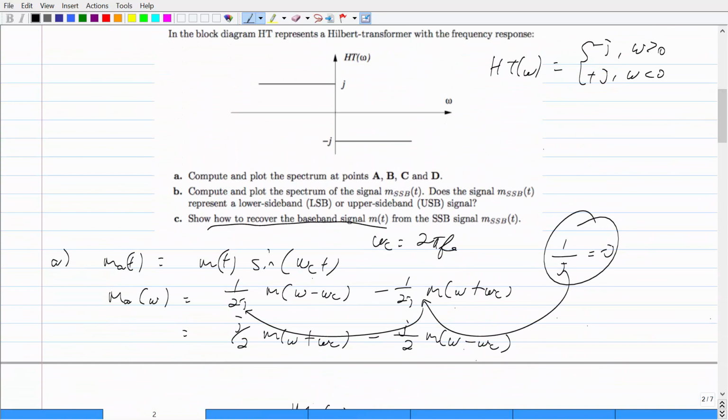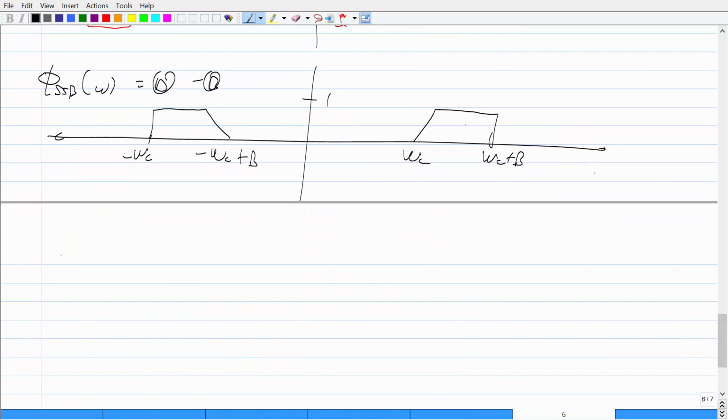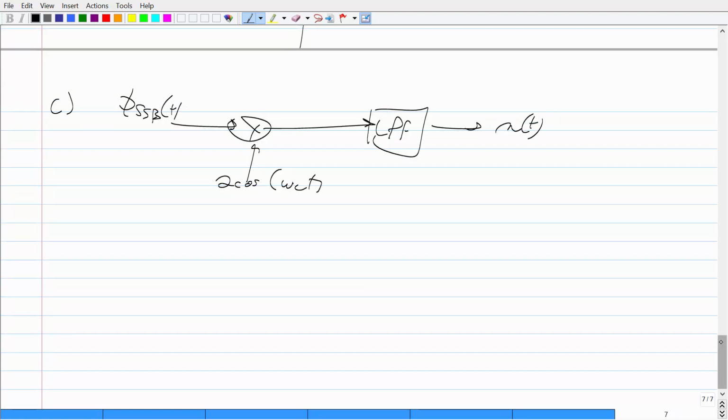So, show how to recover your baseband signal from a single sideband. That's actually very easy. All you have to do is just use a coherent detector. So if your single sideband's coming in, you just multiply. We're going to use a factor of 2 here. Then you put a low-pass filter, and you get the actual output, which actually makes sense. You can go ahead and try that if you wish.